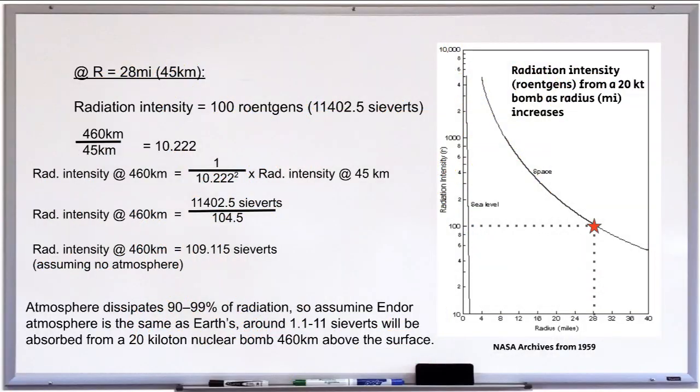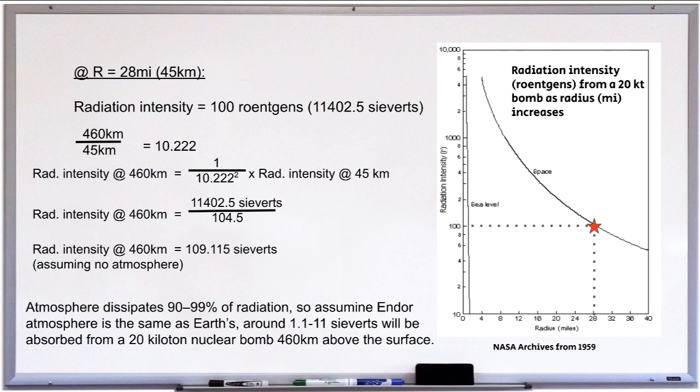According to this graph I found in the NASA archives from 1959, in space you could receive 100 Rankins or 11,402.5 sieverts worth of radiation from the detonation of a 20 kiloton bomb 45 kilometers away. That means it has 20,000 times as much explosive power as a ton of TNT. If we figure out the factor to which we're expanding that distance, 460 kilometers over 45 kilometers, we can use the inverse square law to see how much radiation intensity decreases by the time it reaches Endor's surface 460 kilometers away from the Death Star.